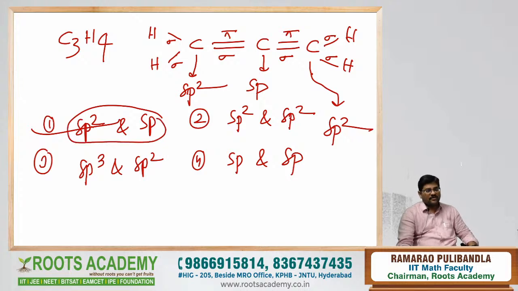Simple logic, no confusion. Because of 3 sigma bonds, sp2. The middle carbon has 2 sigma bonds. Middle carbon is a what? 2 sigma bonds. Because of 2 sigma bonds, the answer is what? sp. Simple explanation, no confusion; the explanation is given in the previous papers.